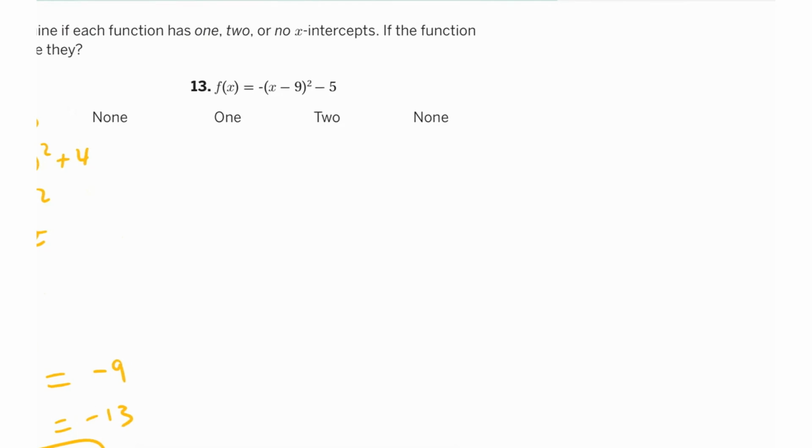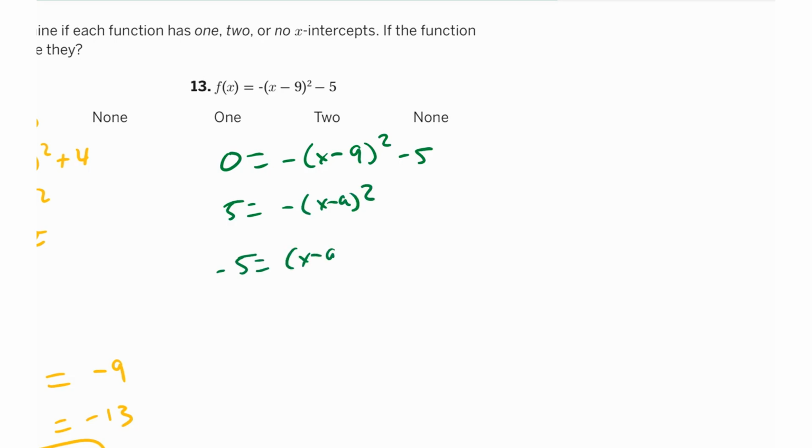For number 13, 0 equals -x minus 9 squared minus 5. Add 5 to both sides. Divide both sides by -1. And then when I try to take the square root, I end up getting the square root of a negative number, which means that I don't have any x-intercepts.